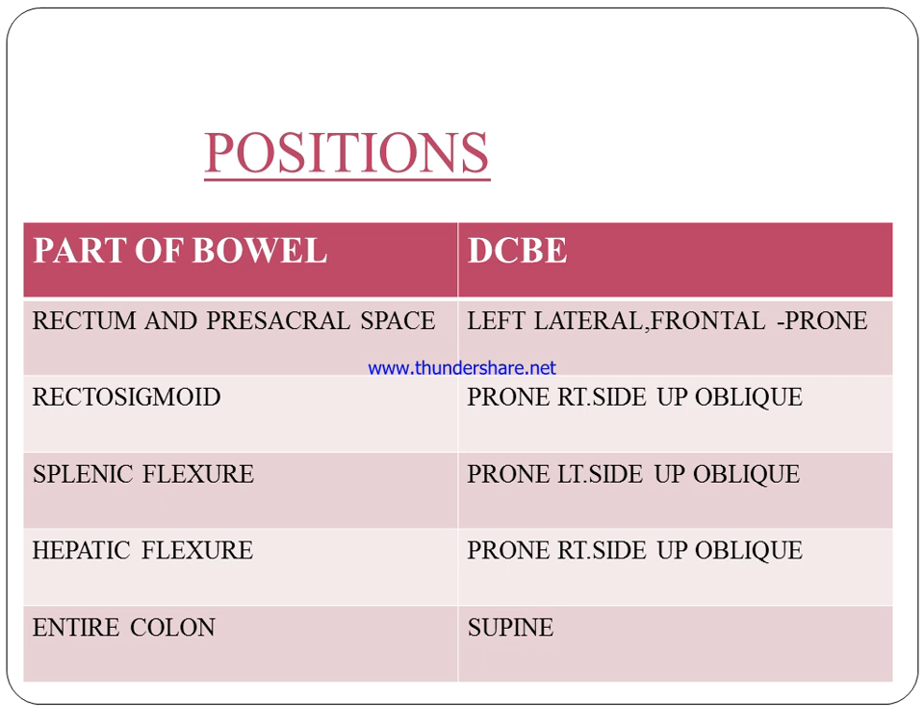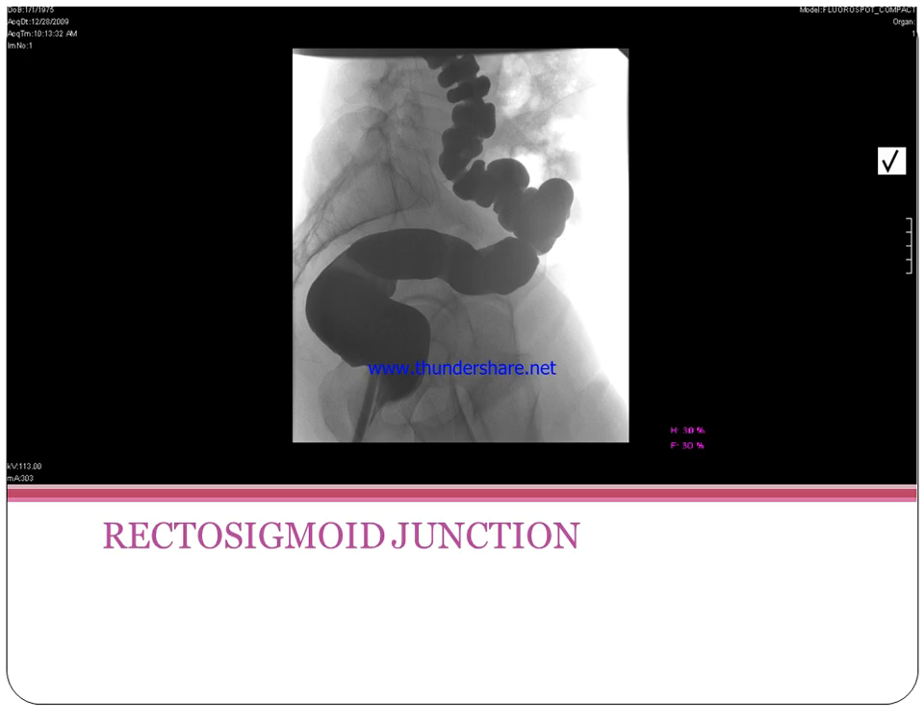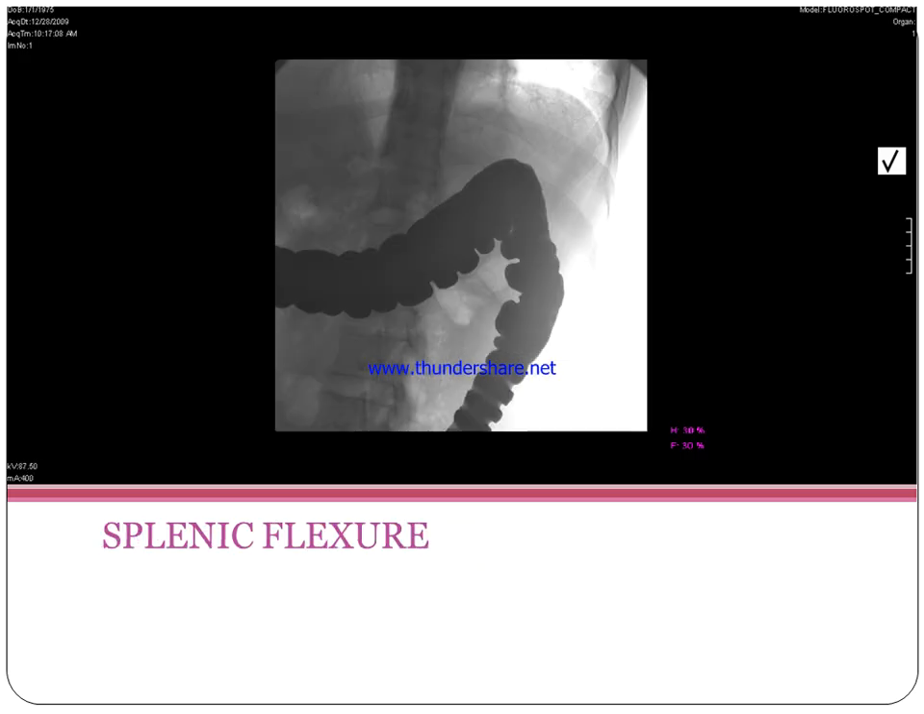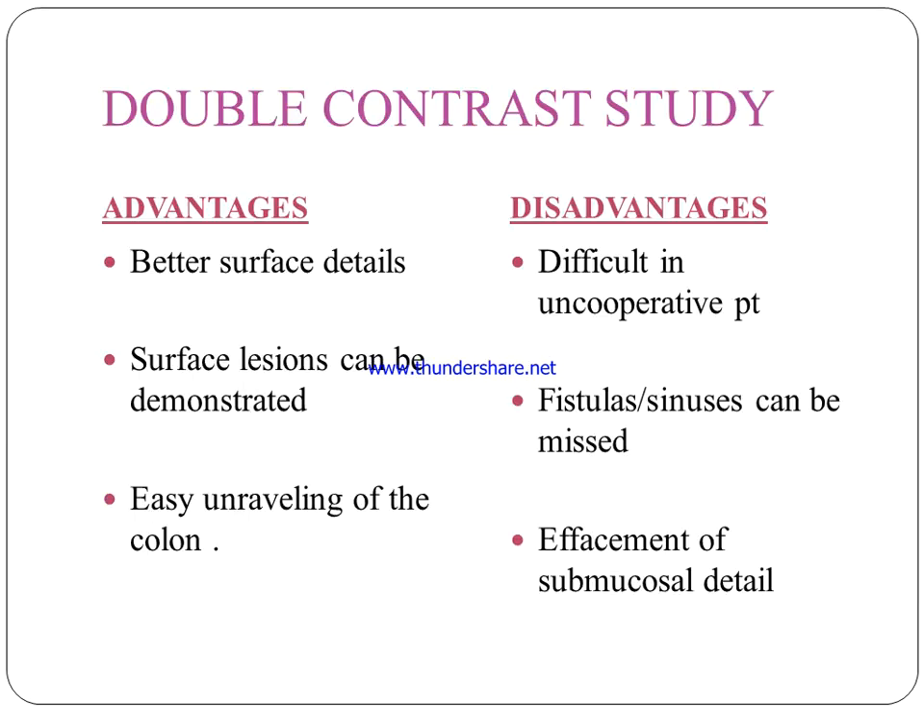If we need the posterior wall, we place the patient in the DCBE position. If we need the rectosigmoid, the patient should be in a prone side up oblique; prone left side up oblique for the left splenic flexure, prone right side up oblique for the hepatic flexure. For supine, we get an entire colon image. This is the rectosigmoid junction. This is the splenic flexure image.